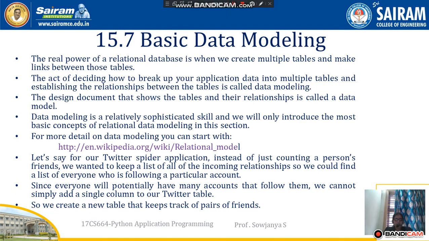For example, let us say for the Twitter spider application, instead of just counting a person's friends, we wanted to keep a list of all incoming relationships, so we could find a list of everyone who is following a particular account. Since everyone will potentially have many accounts that follow them, we cannot simply add a single column to our Twitter table. So we can create a new table that keeps track of the pairs of friends.